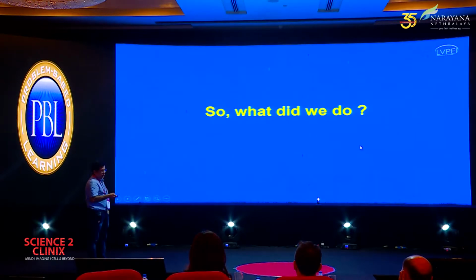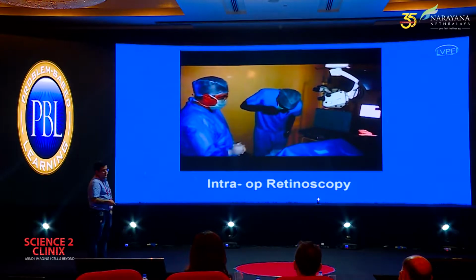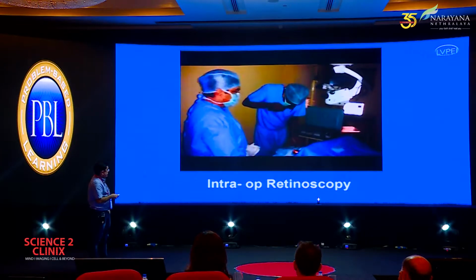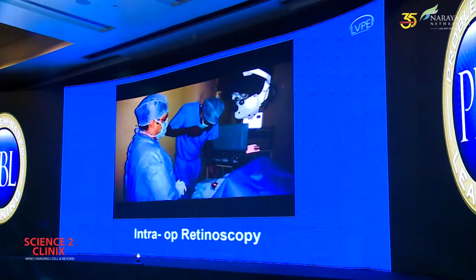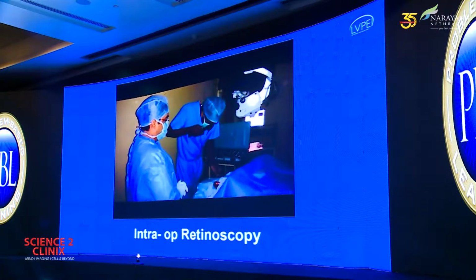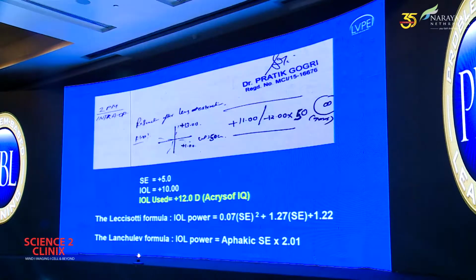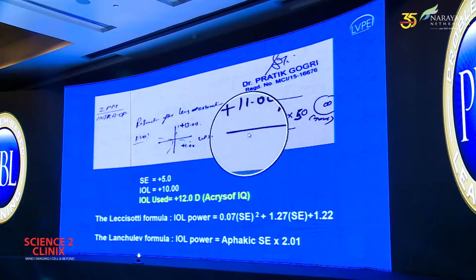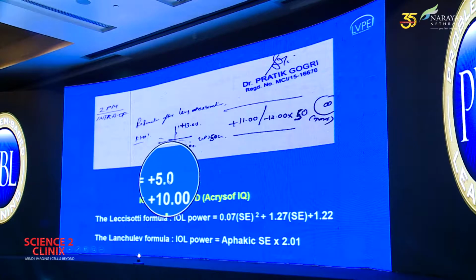What did we do? I did the cataract surgery, and after having achieved the aphakia, I asked one of my optometry colleagues, who is very good at refraction, to do a per-op retinoscopy, and this was the retinoscopy value. Which gives you a spherical equivalent of +5.